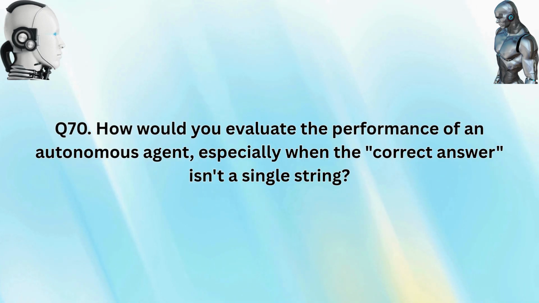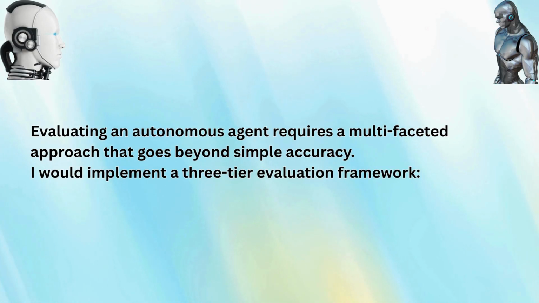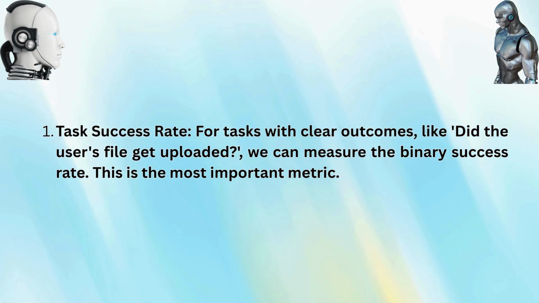How would you evaluate the performance of an autonomous agent, especially when the correct answer isn't a single string? Evaluating an autonomous agent requires a multifaceted approach that goes beyond simple accuracy. I would implement a three-tier evaluation framework. 1. Task success rate. For tasks with clear outcomes, like, did the user's file get uploaded? We can measure the binary success rate. This is the most important metric.